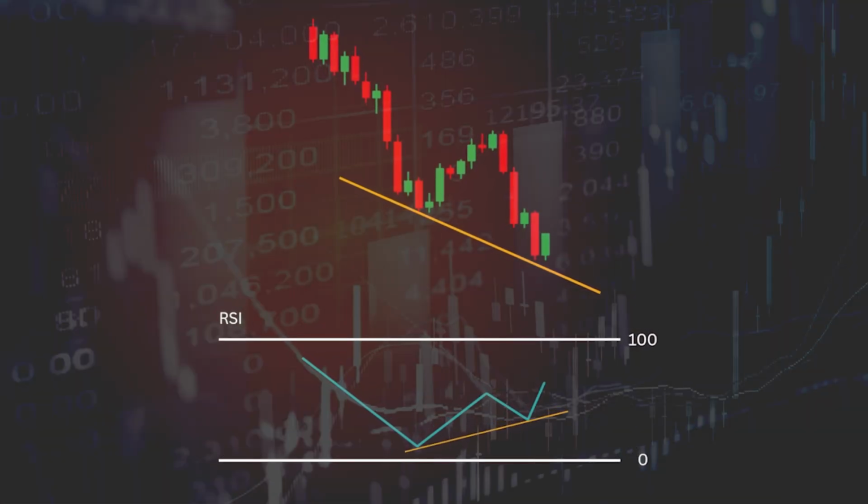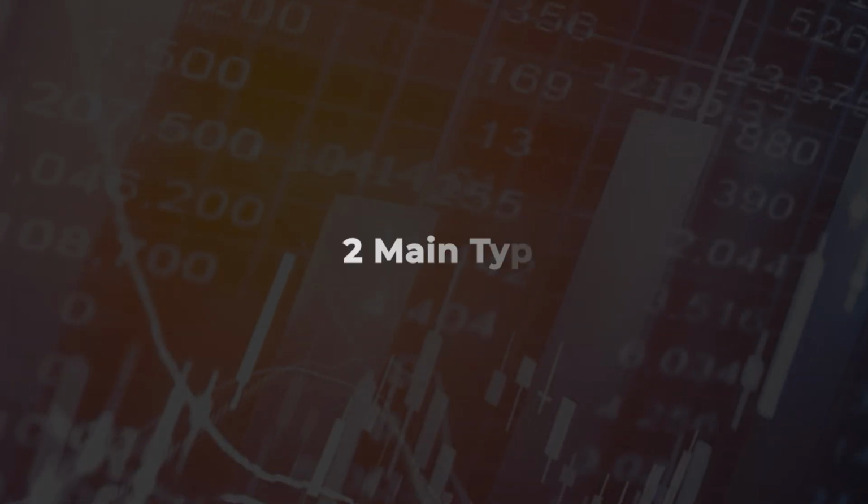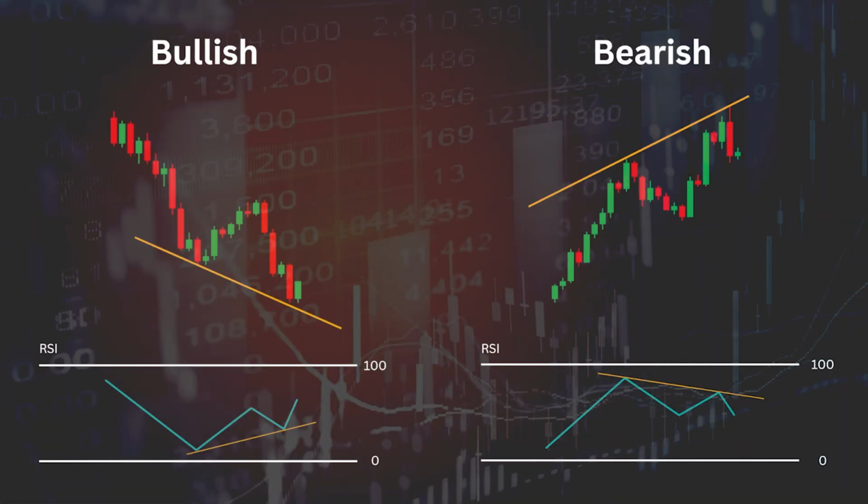Divergence happens when the price of an asset and the RSI indicator move in opposite directions. This can signal a potential trend change or give an early warning of a possible reversal. There are two main types of RSI divergences: bullish and bearish.